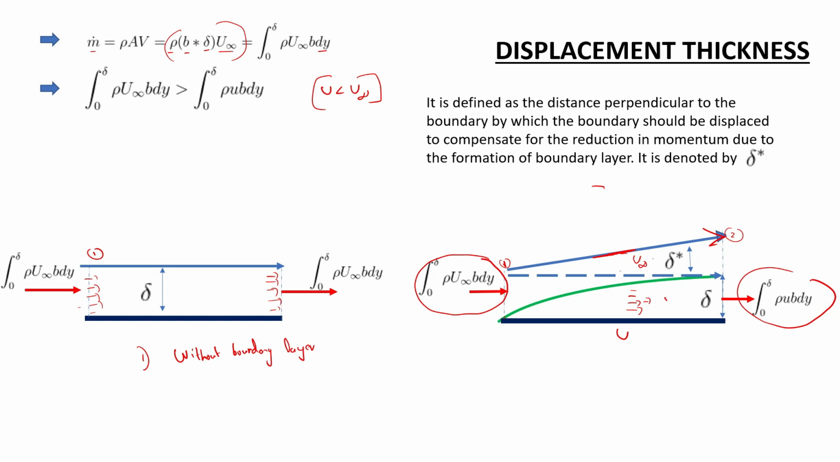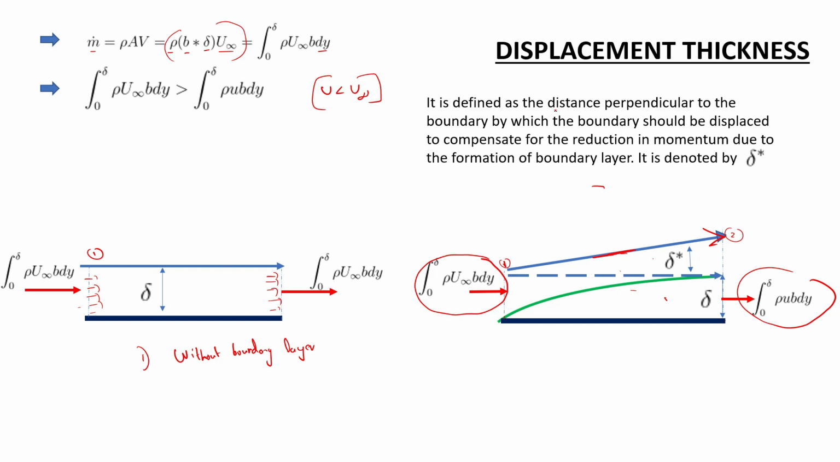Earlier the flow was completely horizontal in the x direction. Now it has got a component in the y direction also. And it gets shifted by a distance of delta star. And this is the displacement thickness.